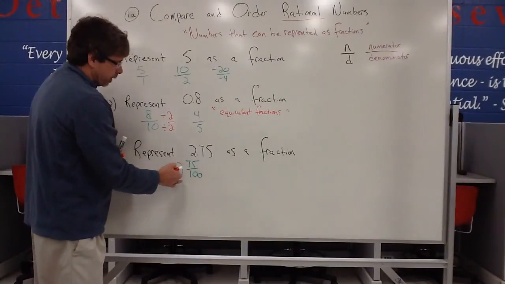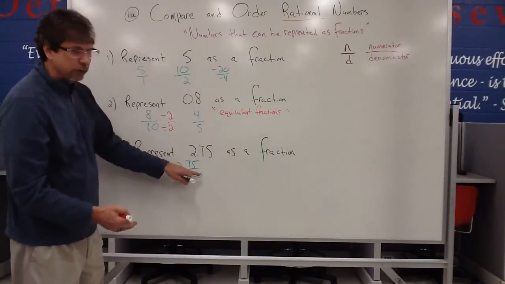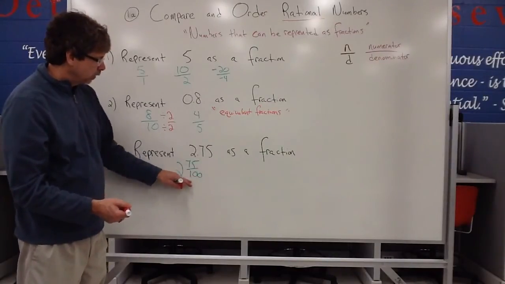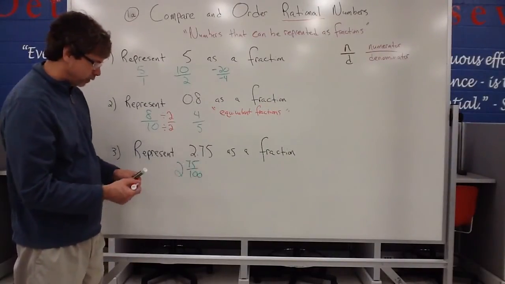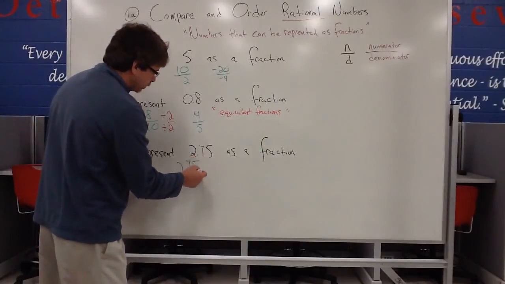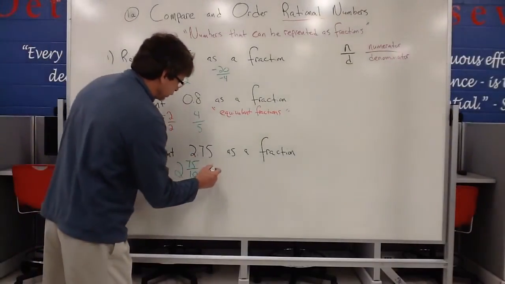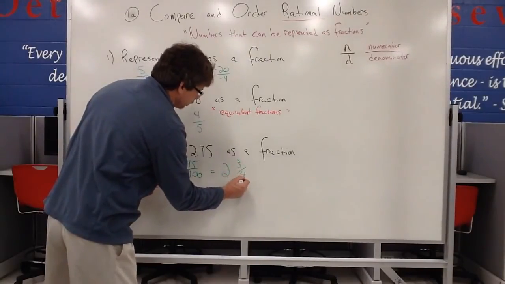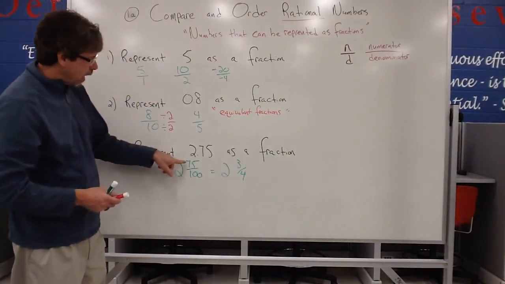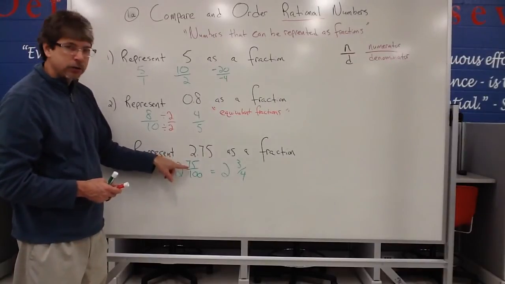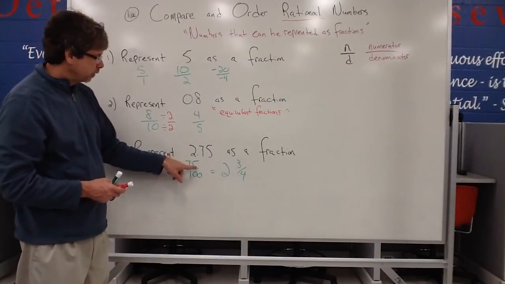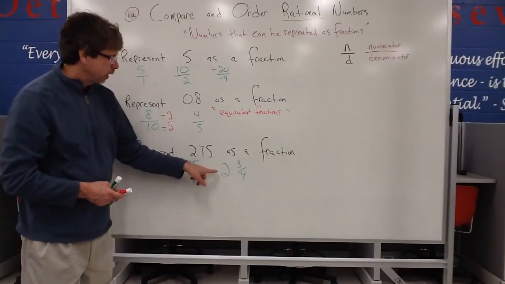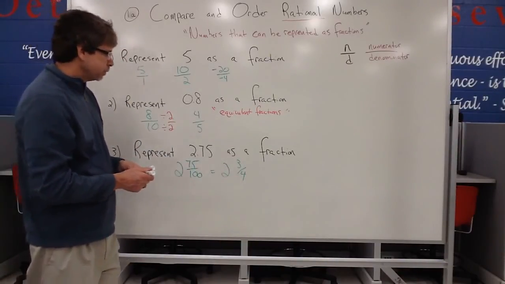When you see a mixed number, these are also joined by a number next to a fraction like this, which is also considered 2 and 75/100ths. Now notice how I can actually reduce this down. So I could say this is 2 and 3/4, because I can divide the numerator and denominator both by 25. So 25 does go into 75 3 times, and 25 does go into 100 4 times. So I can change that to 2 and 3/4.